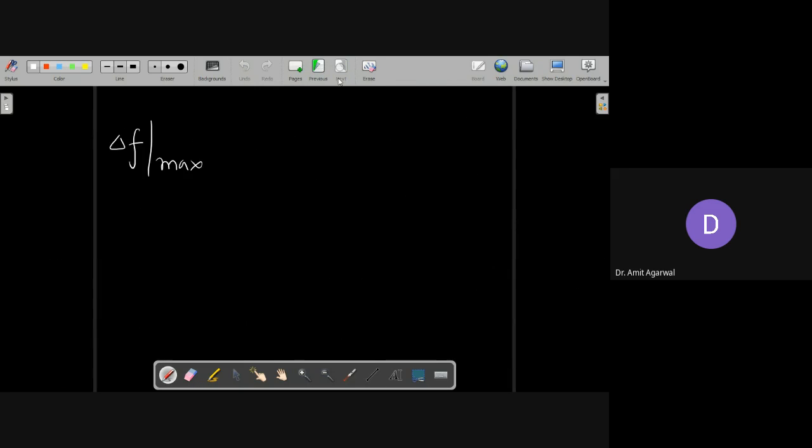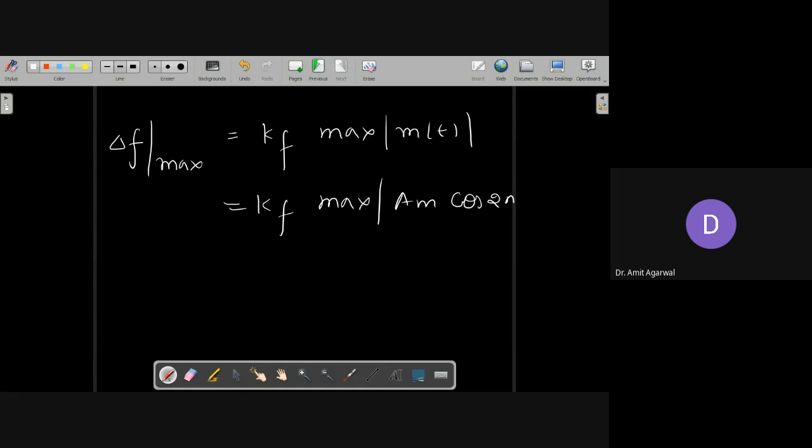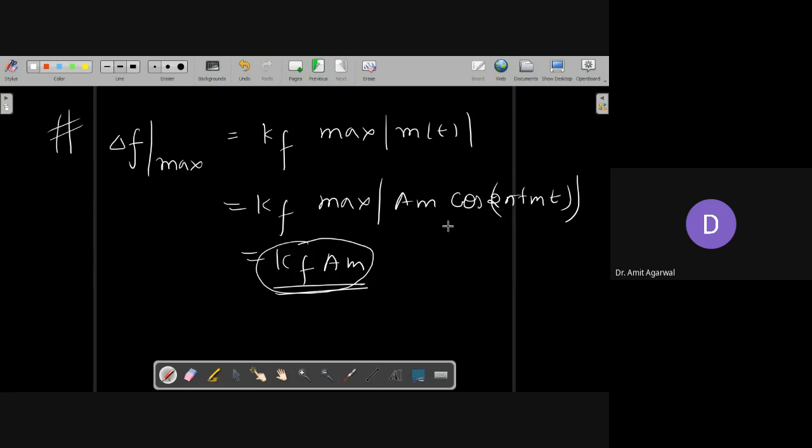Kf max of mt, because we are taking max. Your mt is Am cos of 2 pi fmt. So kf into Am, this is your maximum frequency deviation for a sinusoidal signal. If I ask you, your sinusoidal signal is this, what is the maximum frequency deviation of your frequency modulated waveform?